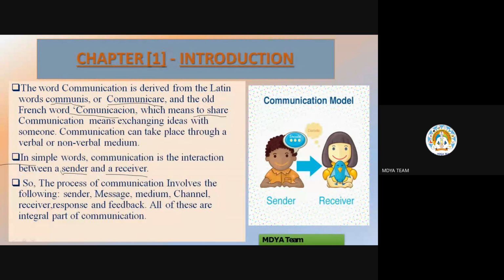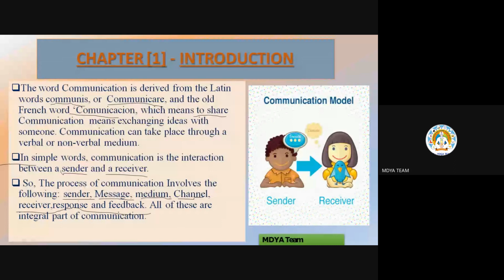The process of communication involves sender, message, medium, channel, receiver, response, and feedback. All of these are integral parts of communication. Later we will also study the process of communication.